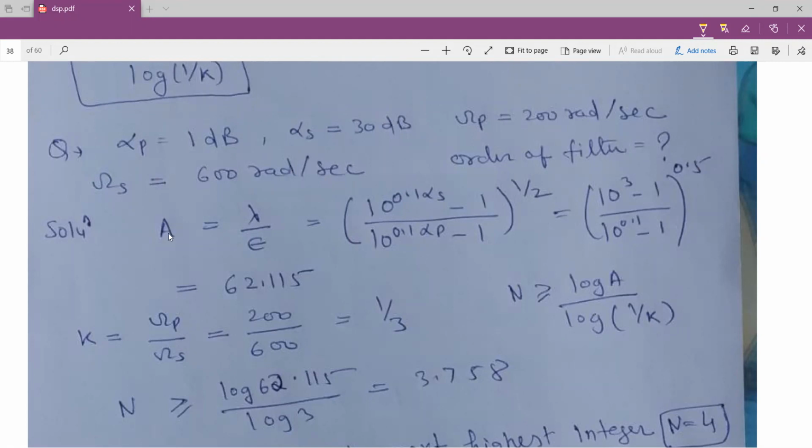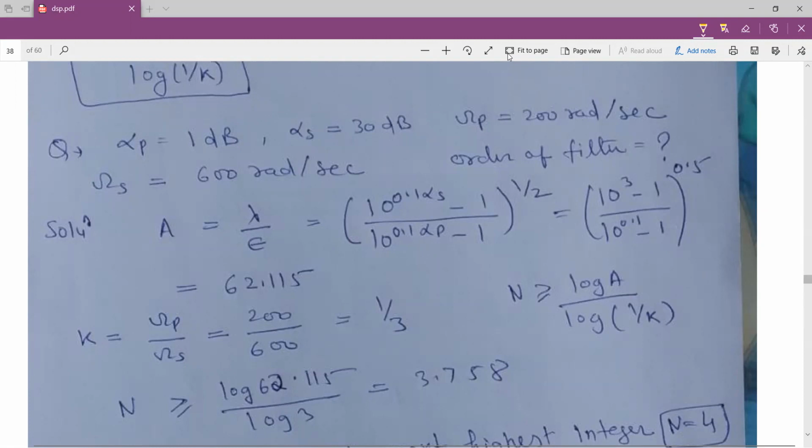First you will calculate this amplification factor A by putting lambda upon epsilon. Lambda you can directly calculate by the given formula. And this factor A is 62.115 here. K is the ratio of passband frequency to stopband frequency, and from the given values it is 1/3. So now you can calculate the order of the filter. The order of the filter appearing here is 3.758. So the nearest integer in this case will be 4.